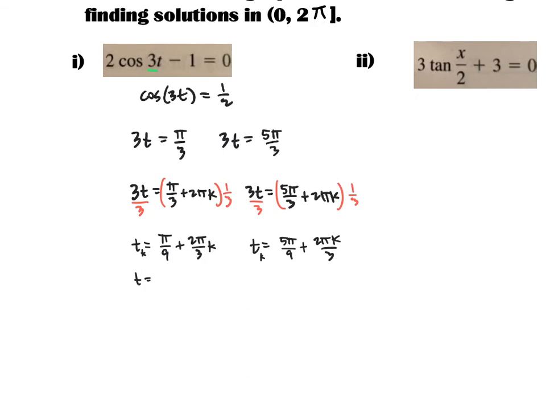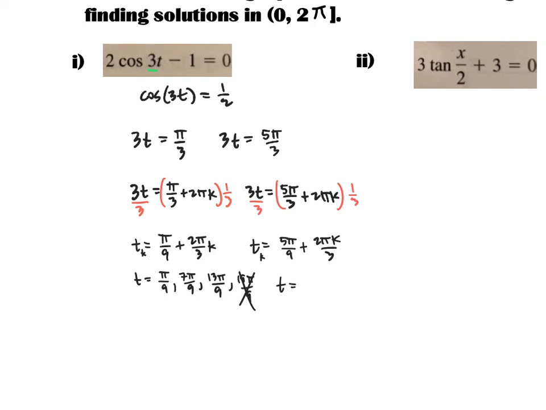Of course, 2 pi over 3 is 6 pi over 9. So my solutions will be pi over 9. Then I'll add 6 pi over 9, which gives me 7 pi over 9. Then I'll add 6 pi over 9 again, which gives me 13 pi over 9. I want to stop once I hit 2 pi, which is 18 pi over 9. If I added another 6, I would go out to 19 pi over 9, which is outside of that window of 0 to 2 pi.